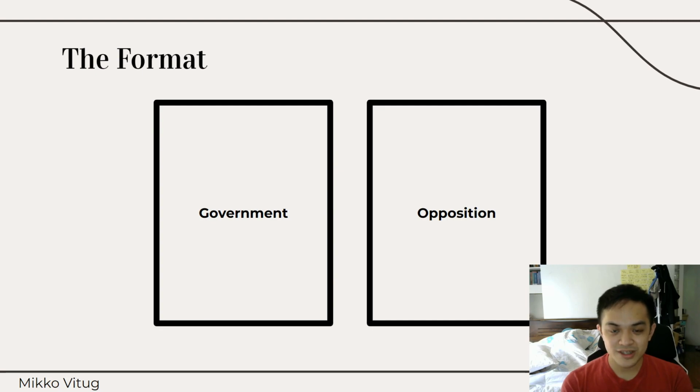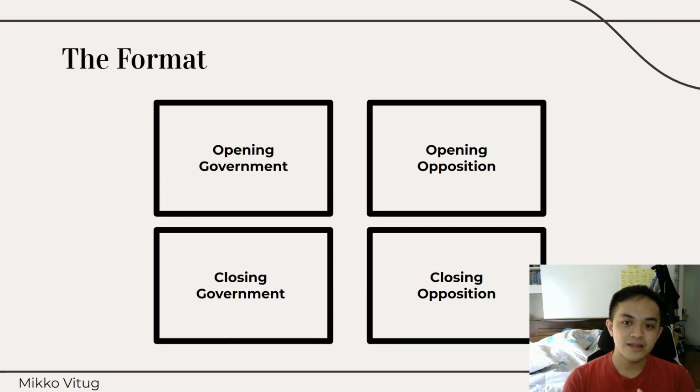I think it's fairly intuitive to know that there are two sides to any debate. You have the side that is for the motion, or the government side, and you have the side that is against the motion, or the opposition side. Now, the tricky thing is when you further divide these two teams into the opening government and the closing government, and then the opening opposition and the closing opposition. Now, I will show you the particular speaking order later on, but the important thing to note here is that the closing teams speak after the opening teams.